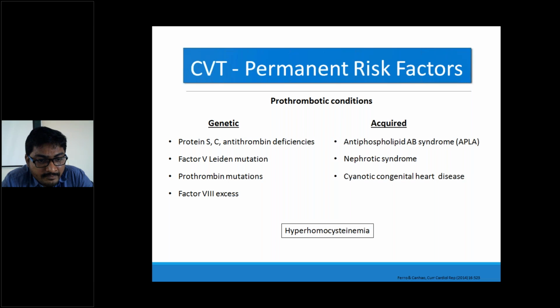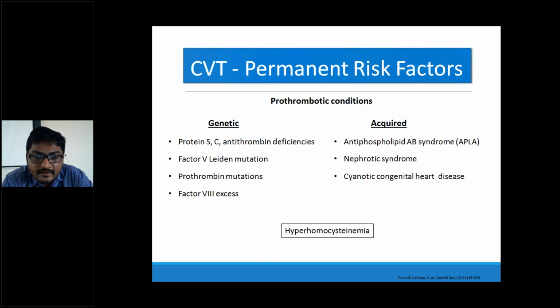Factor V Leiden mutation, prothrombin. See, these are all the prothrombotic states. So they facilitate the formation of thrombus. They facilitate ischemic stroke, right? So factor VIII excess. Remember hyperhomocysteinemia. Hyperhomocysteinemia is a metabolic disorder due to the deficiency of which enzyme? If the homocysteine levels are elevated, then what is the treatment for this patient?